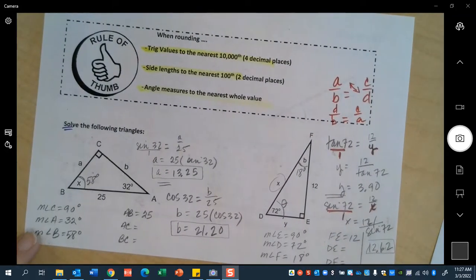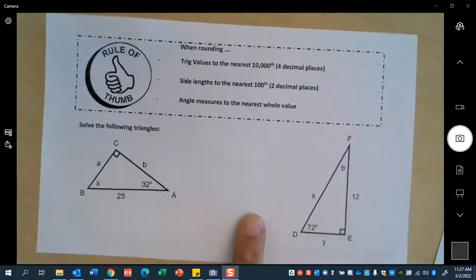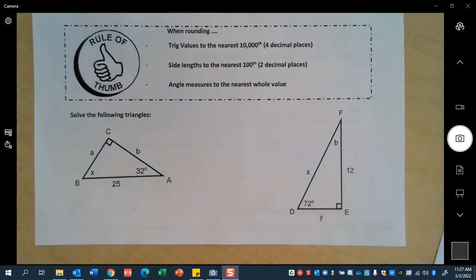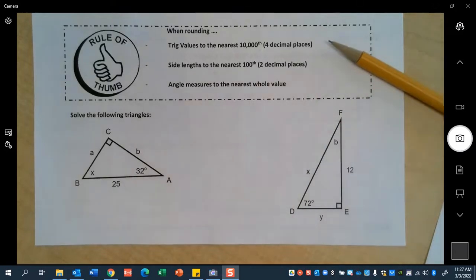When we talk about these values, our rule of thumb is as follows. You're going to give me your trig values to the fourth decimal place. That's to the nearest 10,000. You're going to give me your side lengths to 2 decimal places, that's the nearest hundredth, and you're going to round your angle measures to the nearest whole. We tried to do decimals with angle measures, and it just makes it too hard when you're figuring out complementary, so just go to your whole angle up or down.